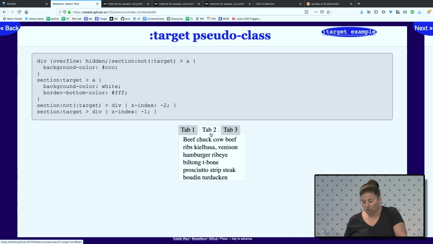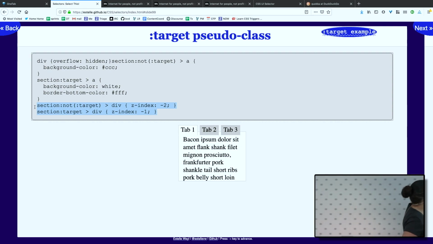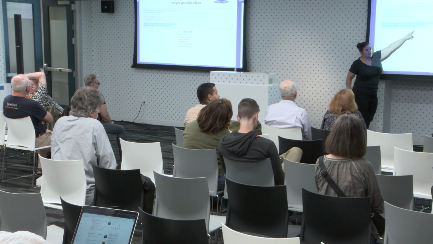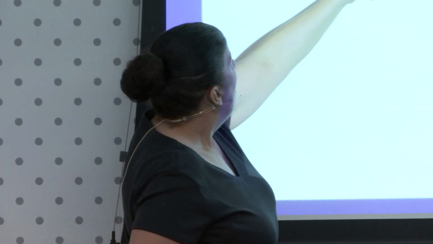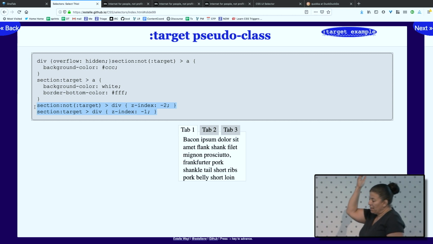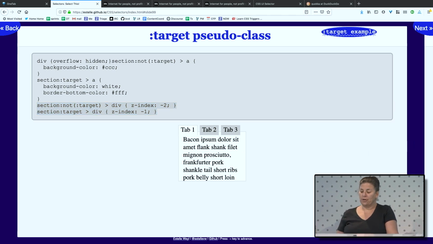So if I tab on 2 or 3, you see how I'm clicking on those targets. But the cool thing is you see the text is changing, right? It's because the div that is a direct child of the section that is not the target has a z-index of -2. And the div that is a direct child of the section that is the target has a z-index of -1. So it's a higher z-index, so it's on top. This is thanks to Chris Coyier like 10 years ago.